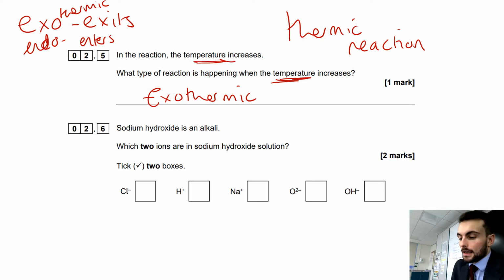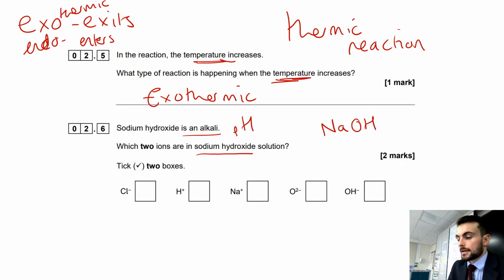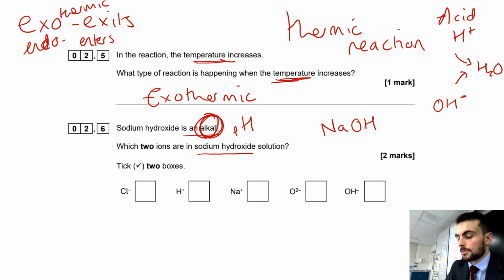Sodium hydroxide is an alkali. So we're thinking about the pH scale. Which two ions are in sodium hydroxide solution? For this one, you've got to remember sodium is Na and hydroxide is OH. The easy way to remember that as well is that an alkali makes OH minus ions in solution, and an acid makes H plus ions, and these two cancel each other out and you end up with neutral water.